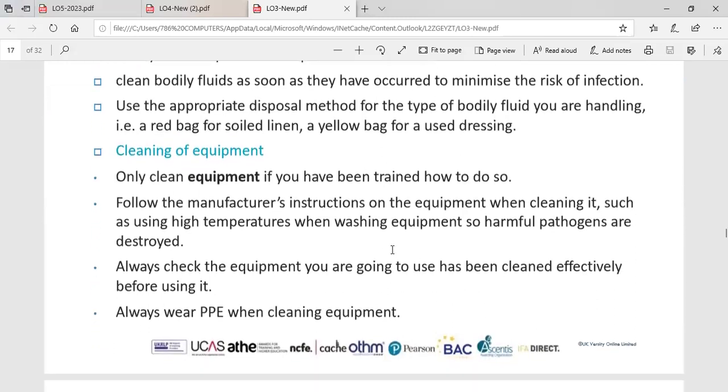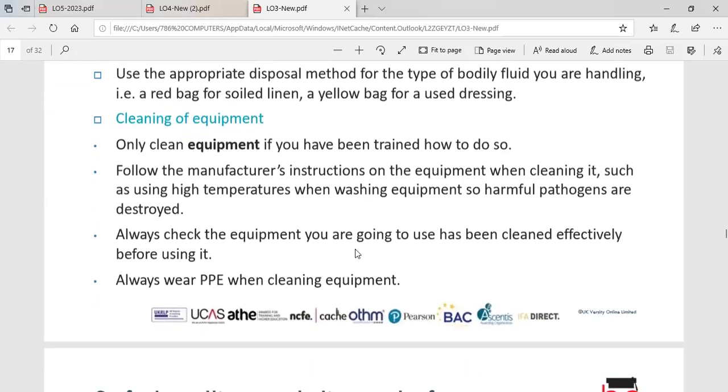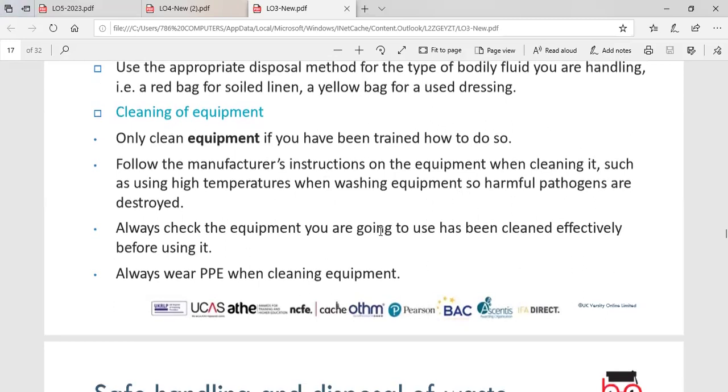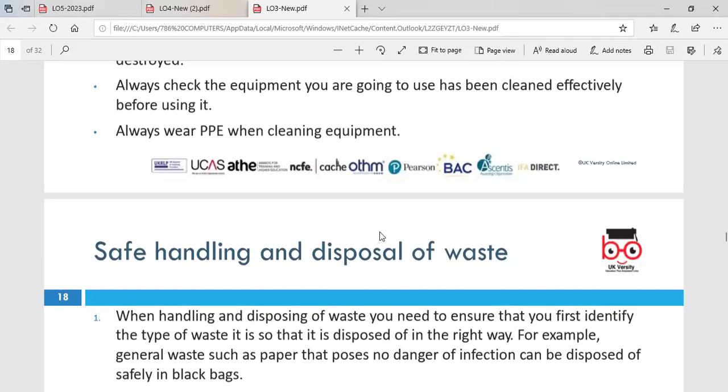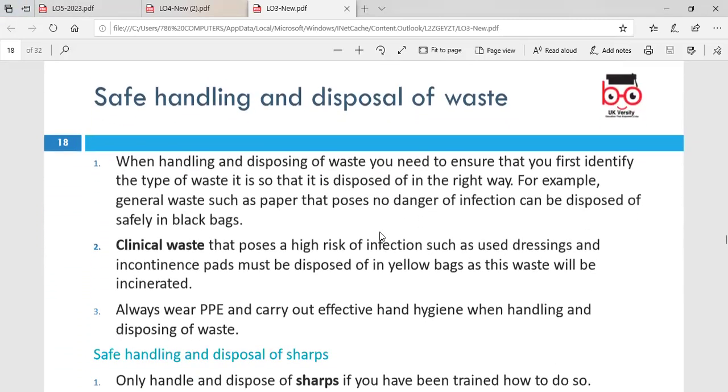Cleaning the equipment is very important. Make sure that the equipment that you are using is clean and there are no harmful pathogens before being used on anyone else. So always wear PPE when cleaning equipment, obviously. Safe handling and disposal of waste: there's certain clinical waste that is high risk. Used dressings are there.